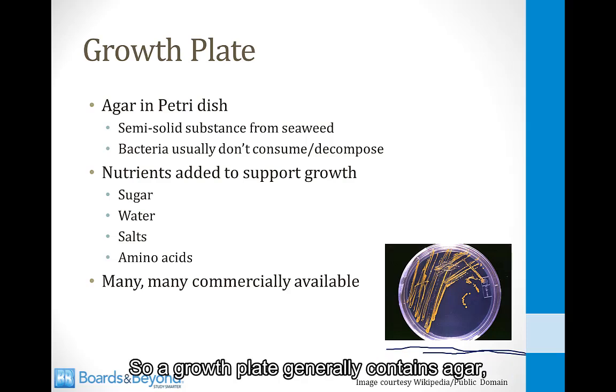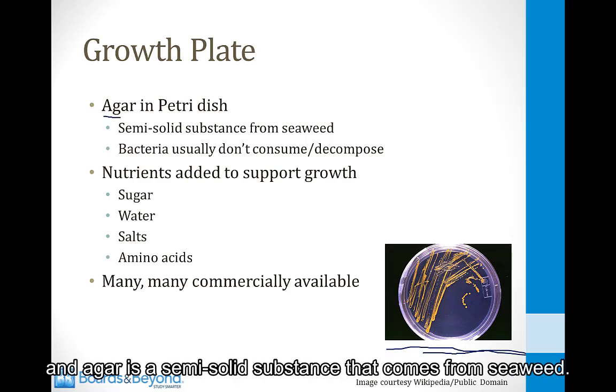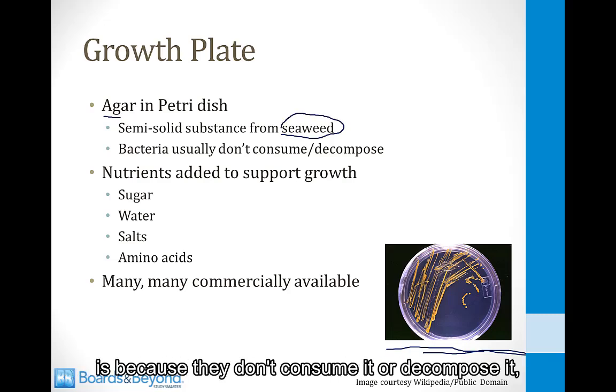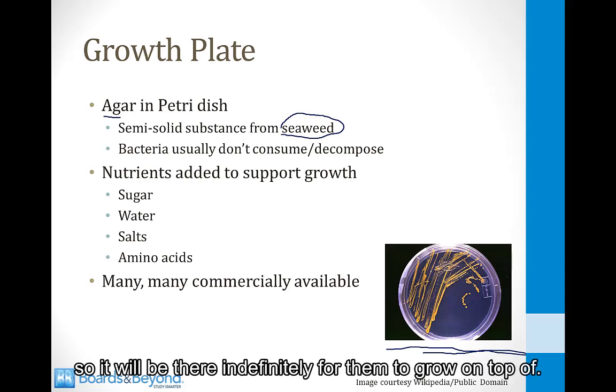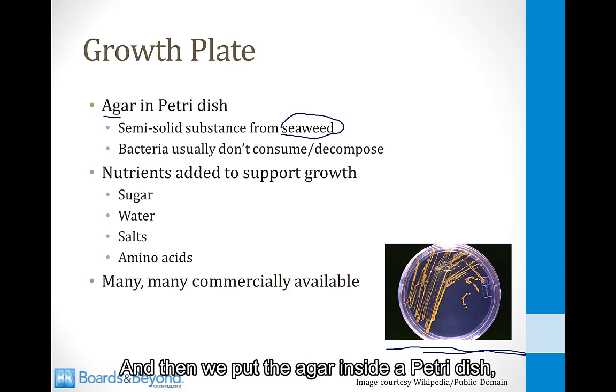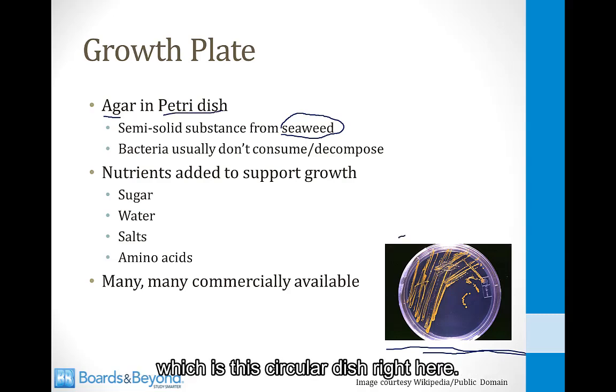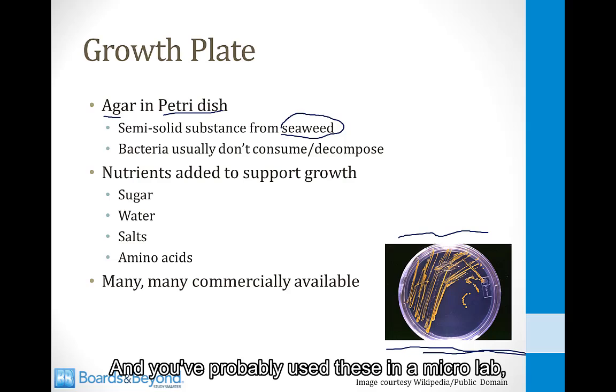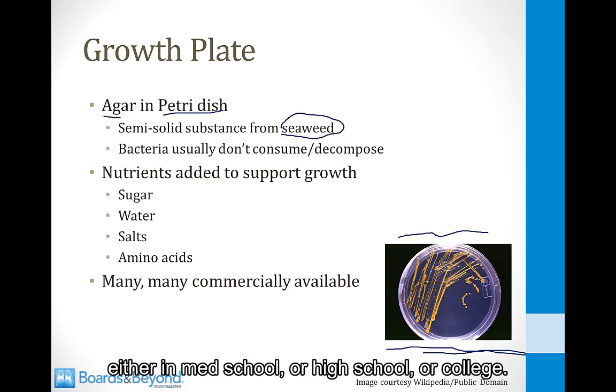So a growth plate generally contains agar, and agar is a semi-solid substance that comes from seaweed. And the reason we grow bacteria on agar is because they don't consume it or decompose it, so it will be there indefinitely for them to grow on top of. And then we put the agar inside a petri dish, which is this circular dish right here. And you've probably used these in a micro lab, either in med school or high school or college.